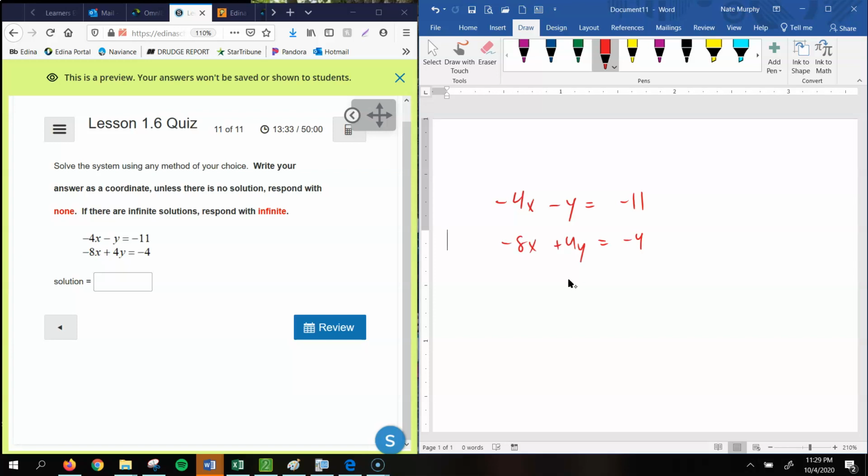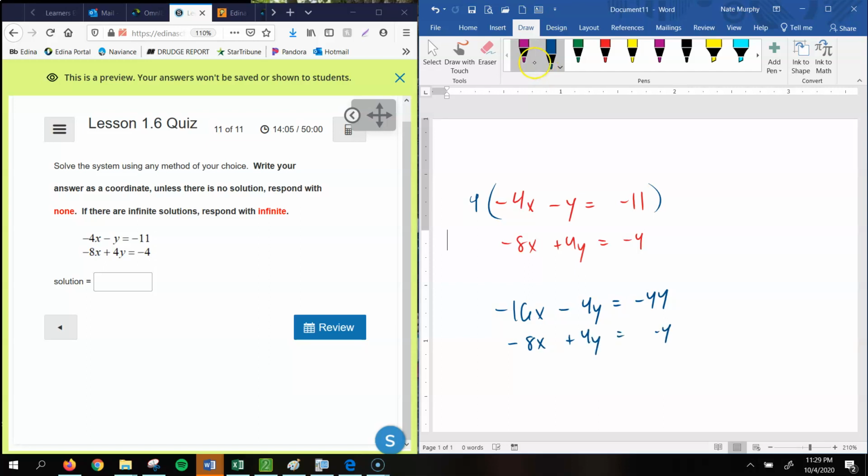All right, so for this one, let's say I want to get rid of the y's on the first one. The reason why I say that is because I want to have the same values but opposite signs. And I notice I already have a positive 4y, so if I just multiply this first one by 4, that'll work out nicely. So I'd have negative 16x minus 4y equals negative 44. And then the second equation stays the same.